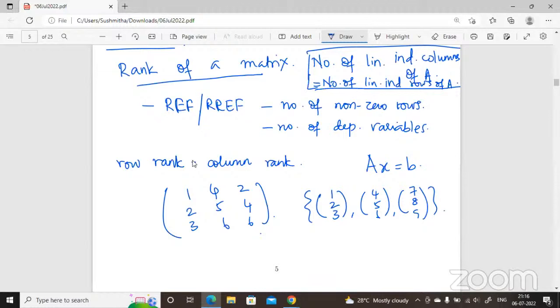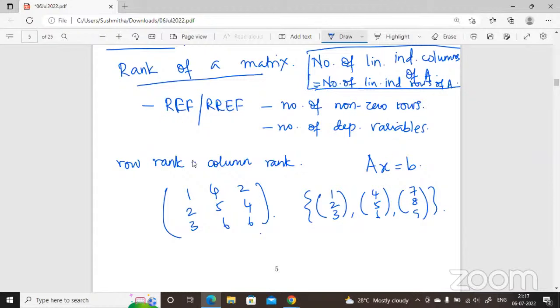Yes, ma'am. Ma'am, can we say that once we reduce it to RREF, then every column that contains a pivot element is an independent column?